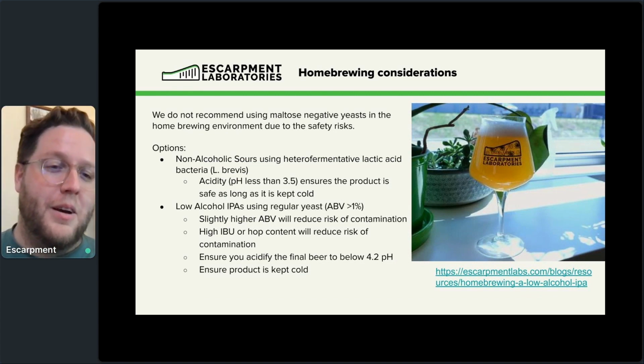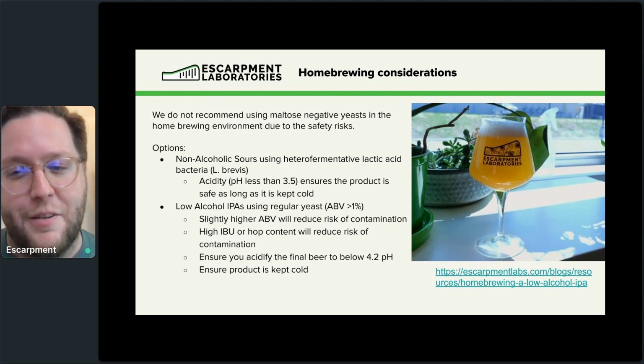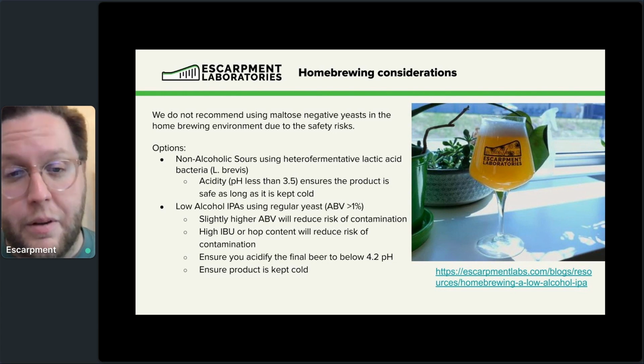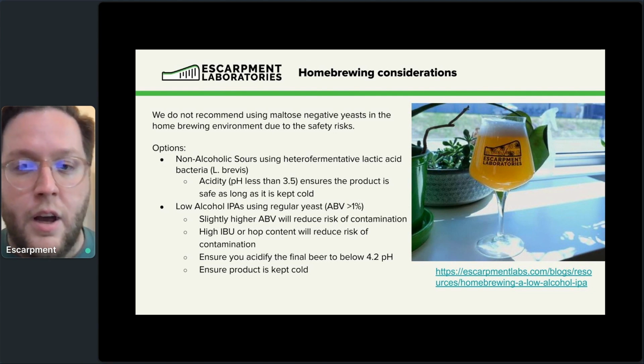Okay, so I've kind of been avoiding the home brewing topic. This has been a lot of pro brewer specific stuff. I do want to make sure that home brewers are included in the discussion. Although I will say up front, we do not recommend using maltose negative yeast in the home brewing environment due to the safety risks, right?